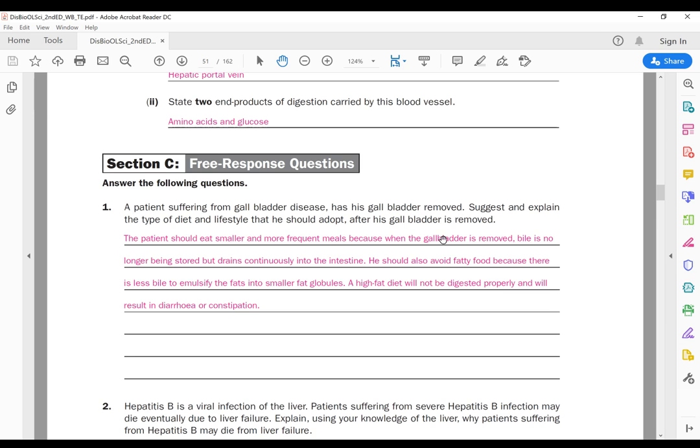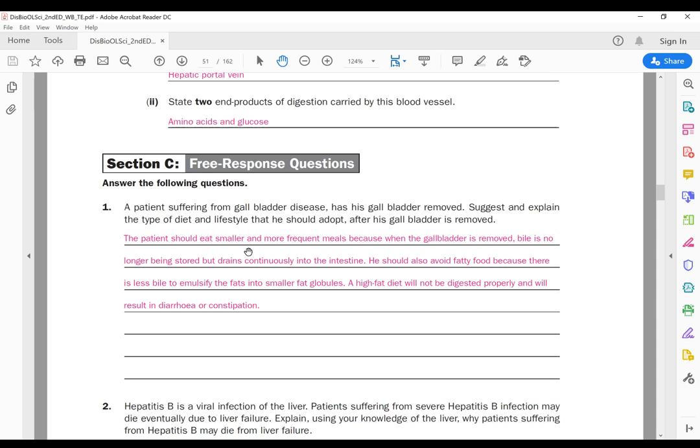So the gallbladder is mainly to store the bile. You must acknowledge the function of the gallbladder first, and then you must talk about the bile. Why is bile important? Because bile helps to emulsify fats. So this is another point that you should write down. Because the emulsification process is affected, the fats cannot be broken down into smaller fat droplets. So the fats cannot be digested properly.